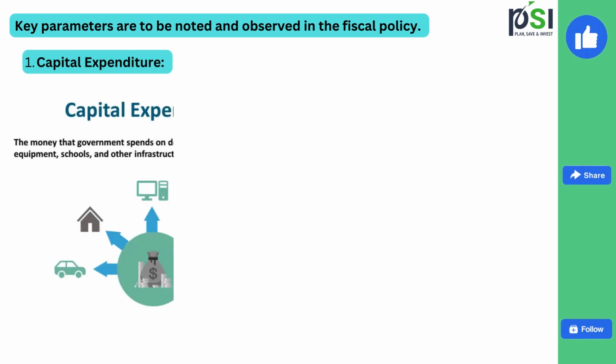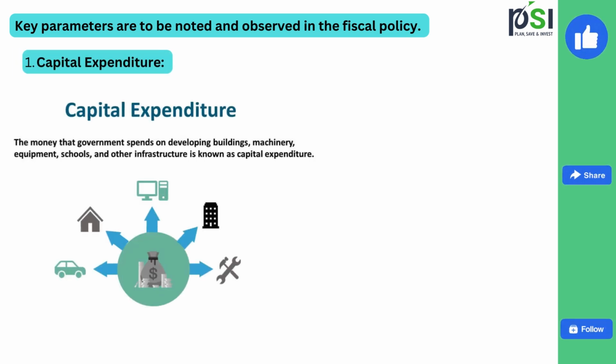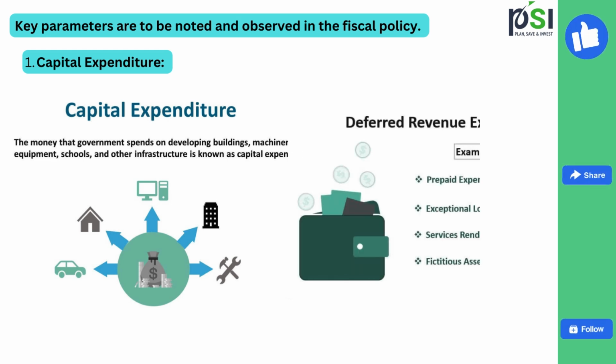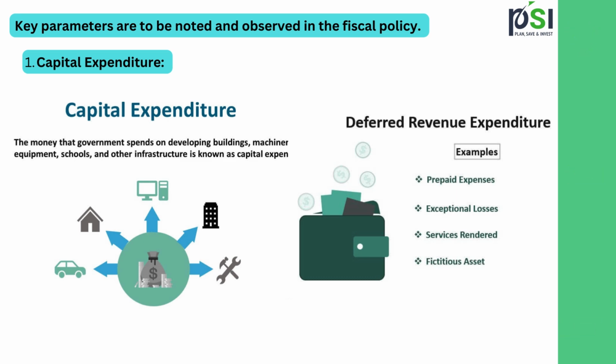The number one is capital expenditure. Capital expenditure is completely different from the revenue expenditure. Capital expenditure is like you expend some X amount of money so that you will get returns by investing this X amount in businesses or in other areas, and you will yield some returns at a future date. So capital expenditure has a return on it.